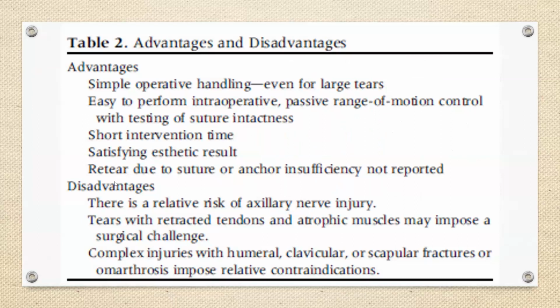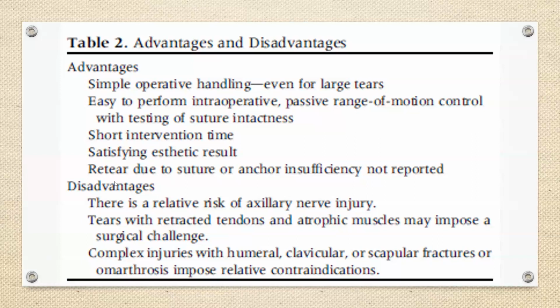So what is the primary advantage of this coracoacromial approach? That it's simpler operator handling even for a larger tear, and easier to perform. Intraoperatively, you can use passive ROM for testing the intactness of the repair. It is a much more direct approach to the cuff, meaning a shorter intervention time, and is also aesthetically satisfying. And retear rates are very minimal or not reported with this technique.